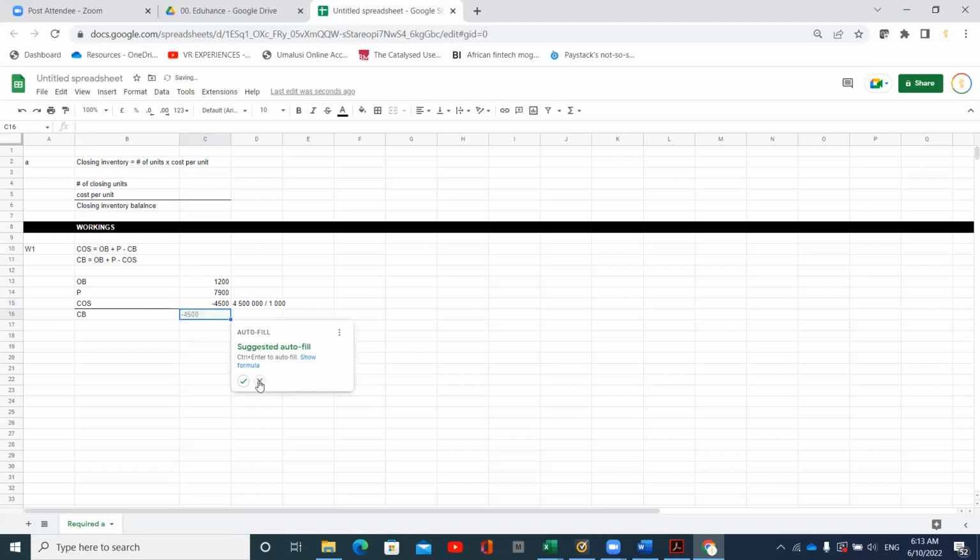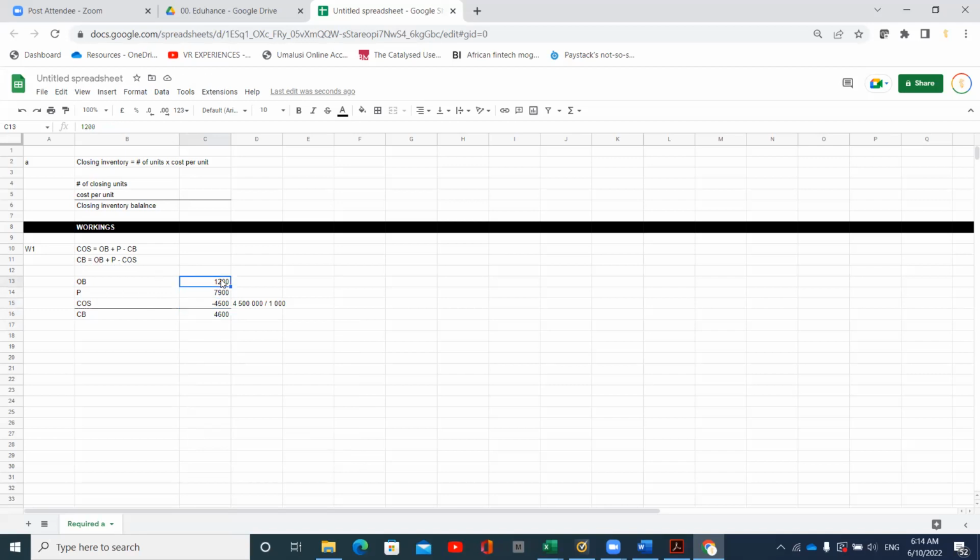So we must have sold 4,500 units. So now we can work out what is on hand. So on hand is that amount over there. So we have 4,600 units on hand. This is a minus because the formula says closing balance is opening balance plus production minus sales.